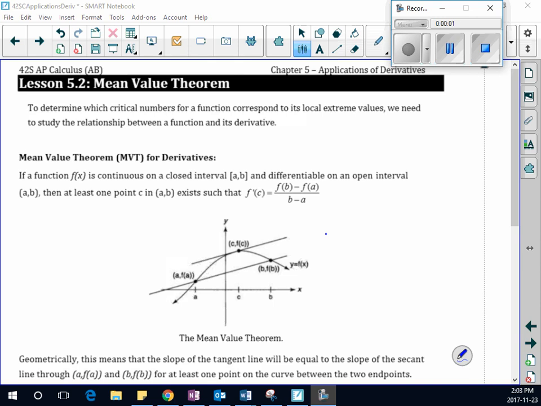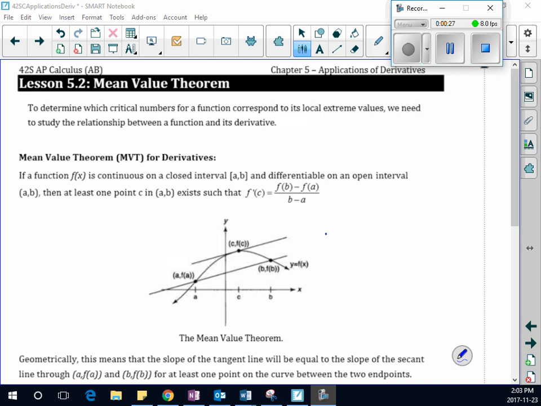Mean value theorem, this is another theorem to have on your little card so you can memorize what it's all about, so that you can state it if you were to justify an answer. So the mean value theorem is used to determine which critical numbers for a function correspond to local extreme values. Remember last lesson we were talking about the extreme values. Now we're taking that a little further.